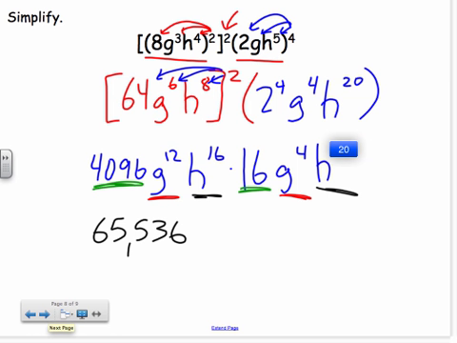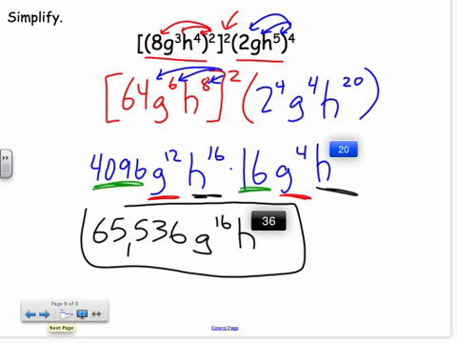That's 65,536. We take our g to the 12th times g to the 4th. Remember, we're multiplying powers with the same base, right? So it's really g to the 16th. I can just add those exponents. And lastly, same thing with the h's. H to the 16th times h to the 10th gives me h to the 26th. And then I would be done.